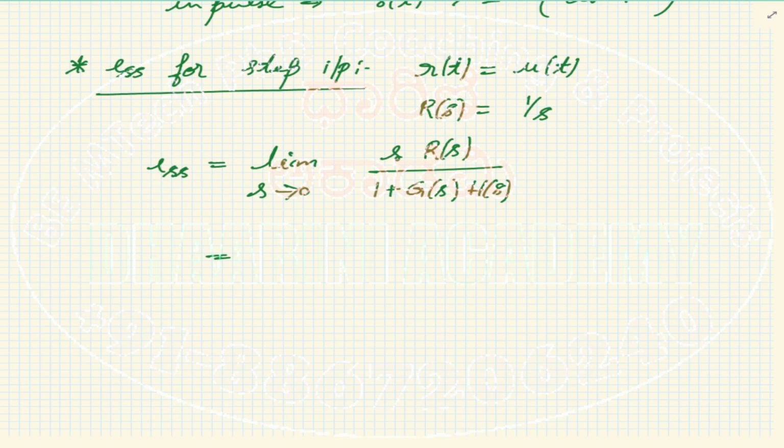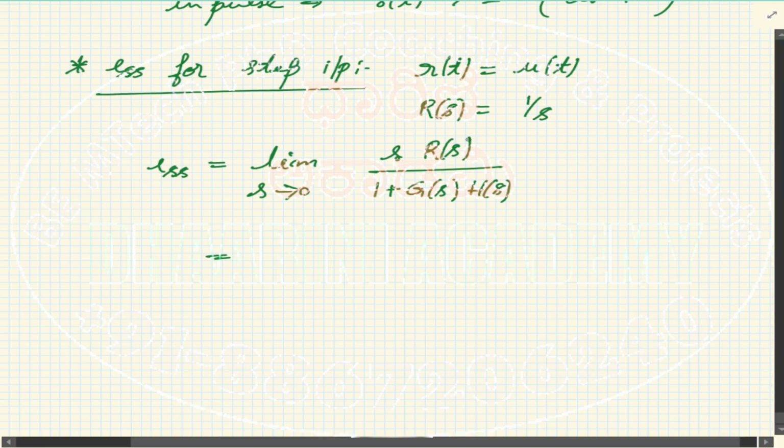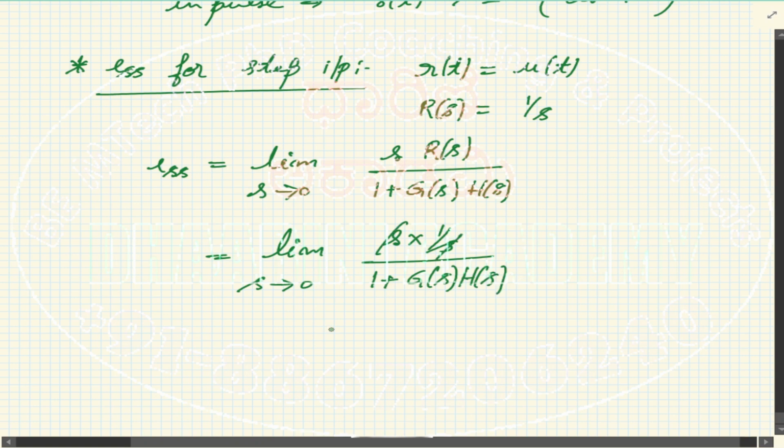Under this condition, now let's substitute the r of s. This is limit s tending to 0 of s into r of s, which is 1 by s, whole divided by 1 plus g of s into h of s. So s cancels. The limit actually goes only to the denominator now, because that's the only term which has the s in it. So 1 plus limit s tending to 0 of g of s into h of s.